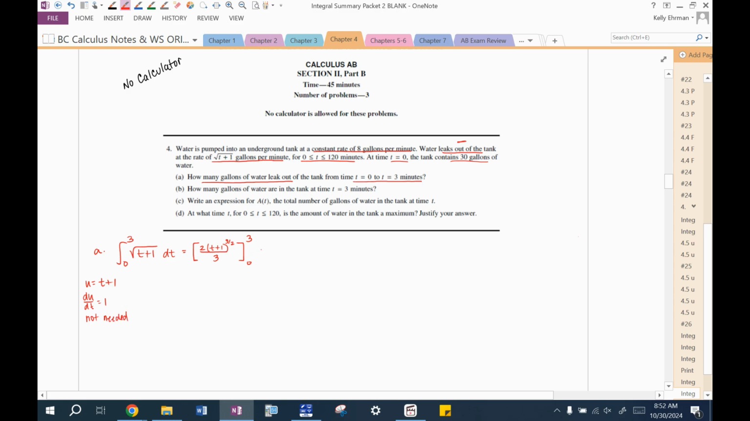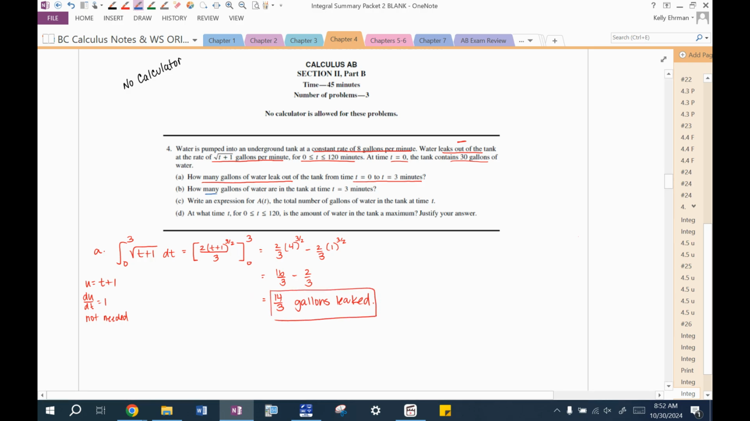Okay, and then we need to evaluate. So this is 2/3. And then when we plug in 3, we're going to get 4 to the 3/2 minus 2/3 times 0 plus 1, so 1 to the 3/2. 4 to the 3/2, remember to root first. So square root of 4 is 2. 2 to the 3rd is 8. So this is now 16/3 minus 2/3. So I'm getting 14/3, and I want to label that as gallons leaked. You don't want to say negative 14/3 because it's just asking for the amount leaked. So, okay, that is my solution for part A.